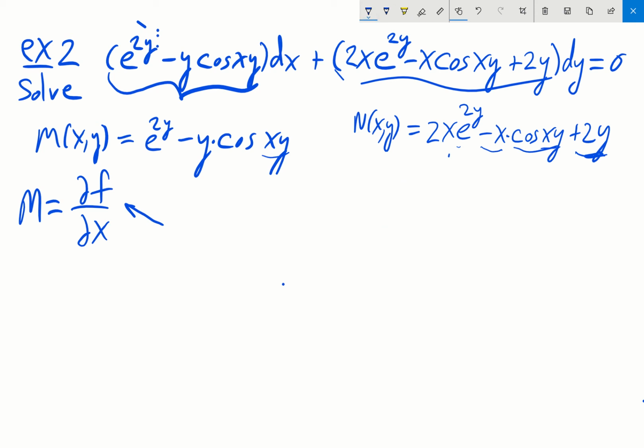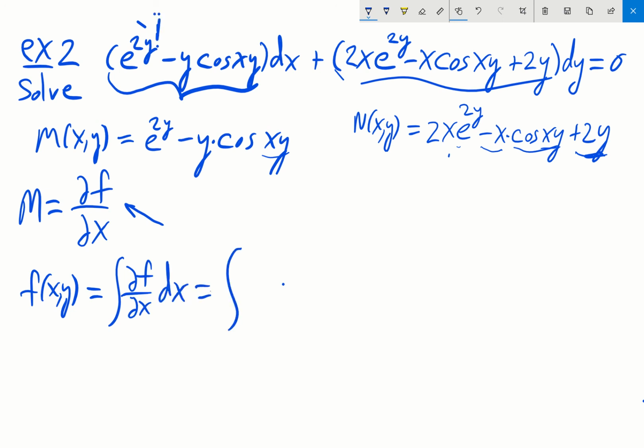So here's what we know. We know that f of x comma y should be equal to the antiderivative of the partial of f with respect to x dx. That is going to be equal to the integral of M. This is e to the 2y minus y cosine of xy. And we're going to be integrating this dx.